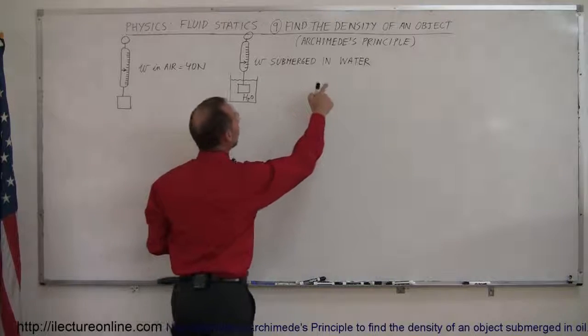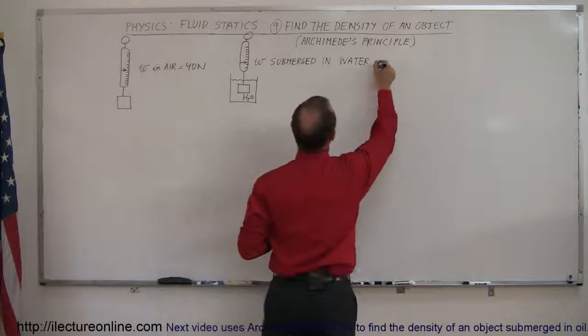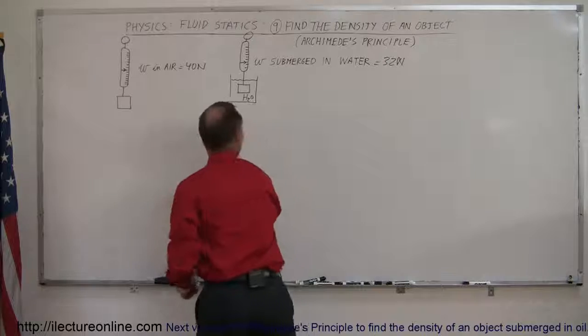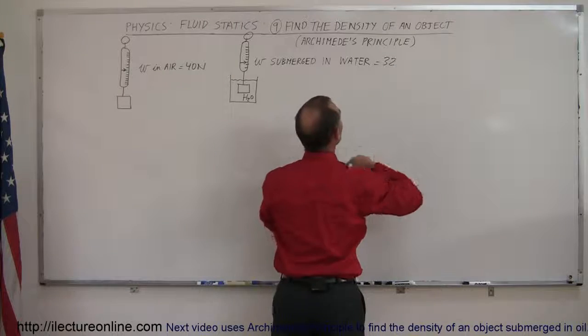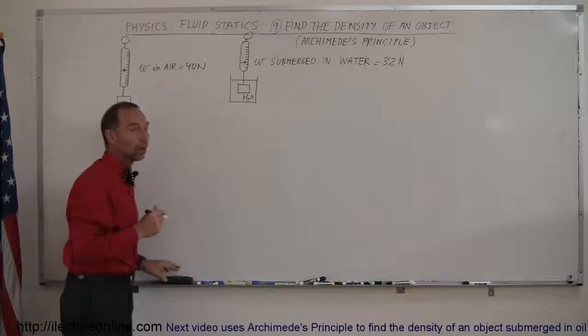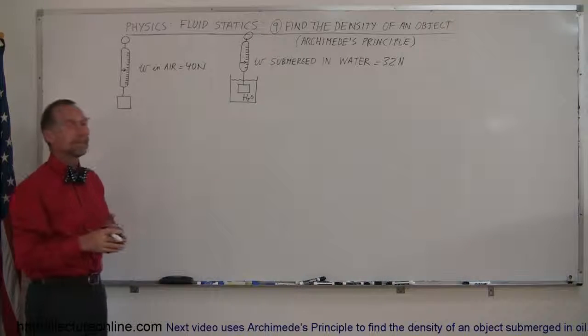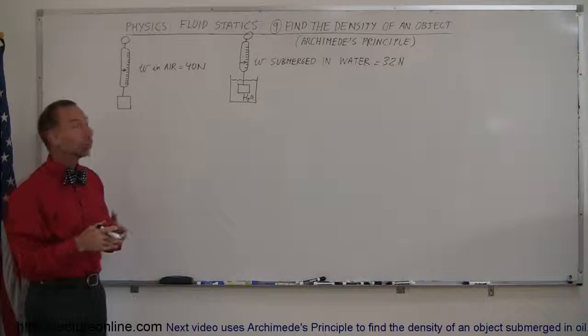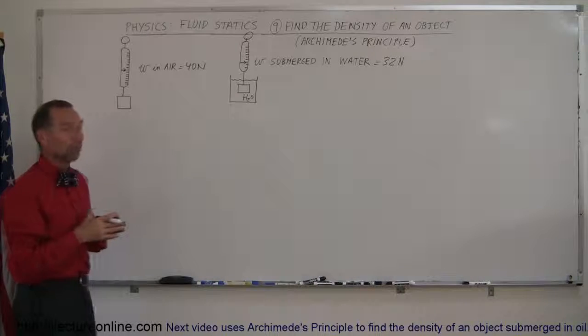And then the weight is only, let's see, I didn't write it down. Let's say it's 32 newtons. That's a terrible looking N. So let's write that again. 32 newtons is the weight when it's submerged in water. And of course, sometimes that's also called the apparent weight of the object. And so we're going to use what we call Archimedes' principle.